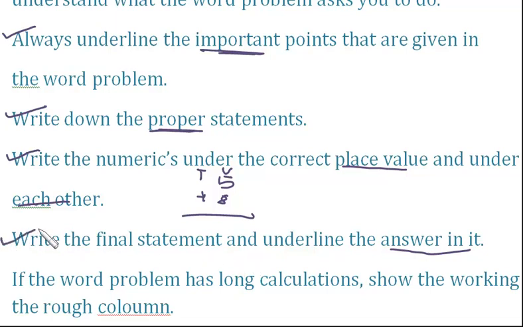Alright, and the last one is, if the word problem has long calculations, suppose there are 2-digit or 3-digit additions that you're supposed to do, and you don't have enough space, you can always make a margin or a rough column, and you can show the working over there and then write down the answer directly. But don't make any mistake while you copy down the working from the column to the place where you're supposed to write the answer.